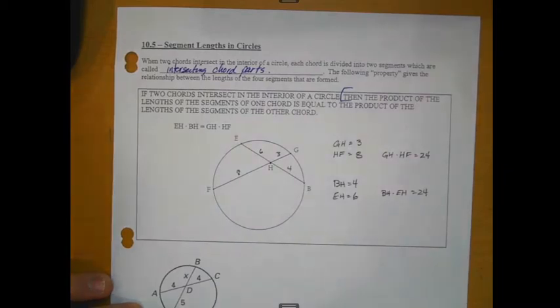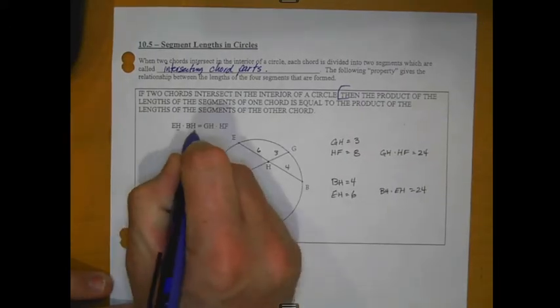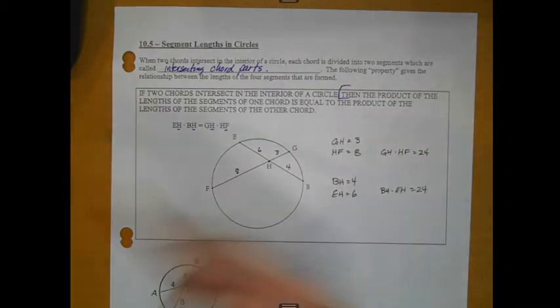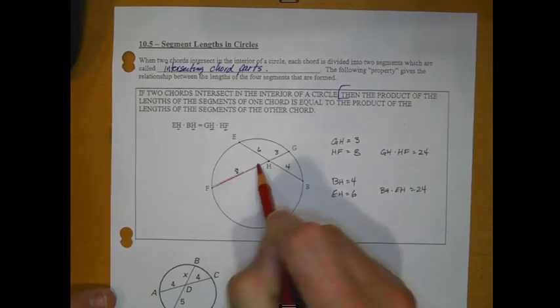The product of the lengths of the segments of one chord, so where one chord is cut, is equal to the product of the lengths of the other segments of the other chord. So if H is the intersection of all of them, you notice that H occurs in each of them. Now, what happens is we look at FH, which is this one.